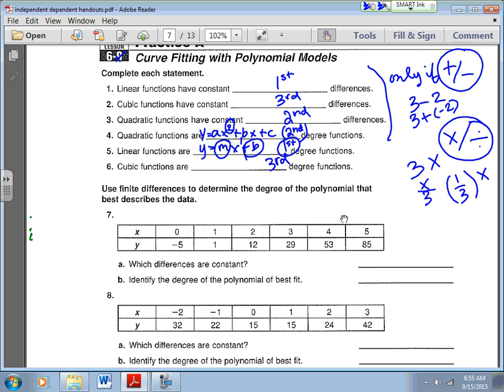Remember when we went over the pattern when it was positives, all the same number, and then it went to negatives, all the same number? That was absolute value, yeah? Okay.